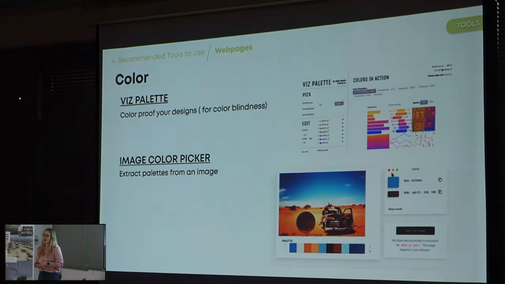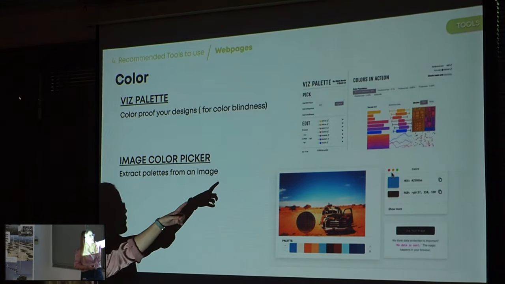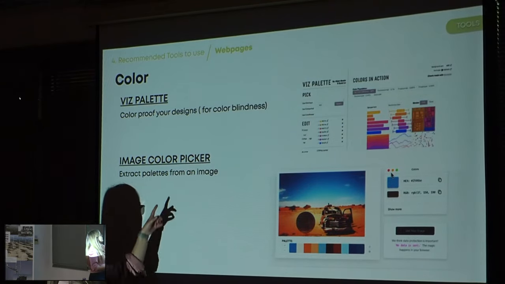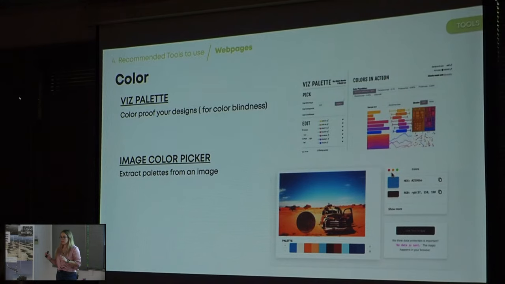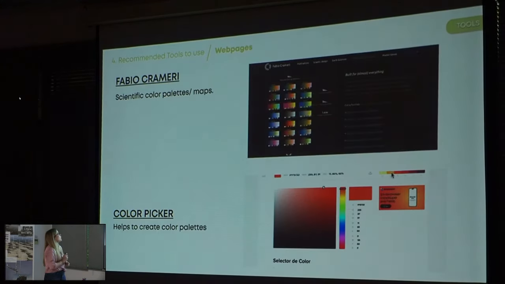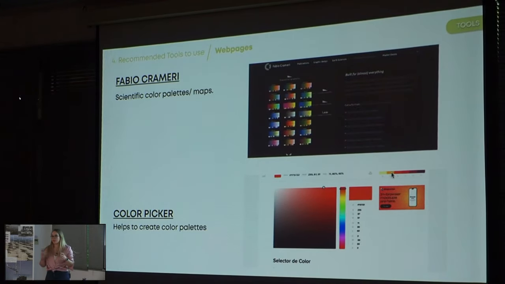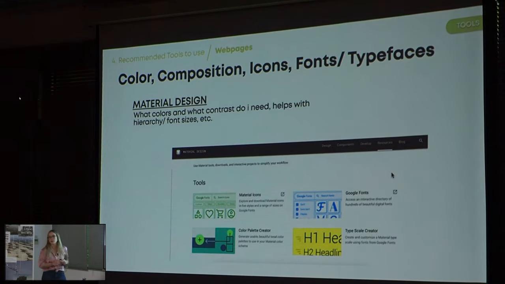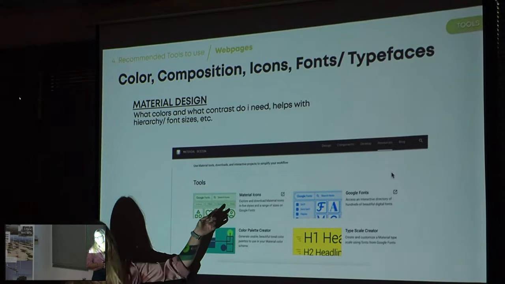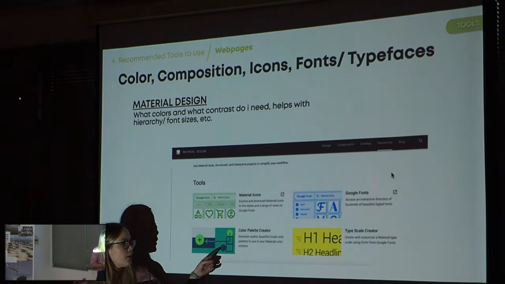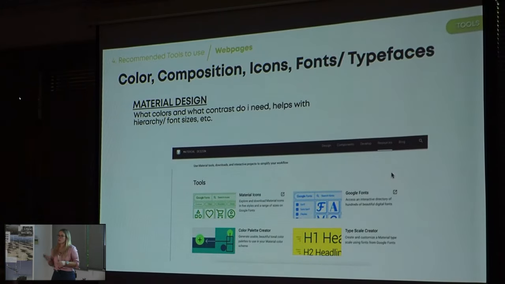Web page-wise, I like Viz Palette, the one we've seen, to check if your graph is colorblind friendly. This page over here just extracts palettes from an image. We have Fabio Crameri's website with all different color palettes and color maps. Color Picker helps you to create color palettes. I really love this website over here, Material Design, because you can download free icons, also free fonts. And this one over here allows you to create color palettes, but not only that, it will also tell you down to which font size you can use one color in relationship to the background you're using. So it's pretty helpful.